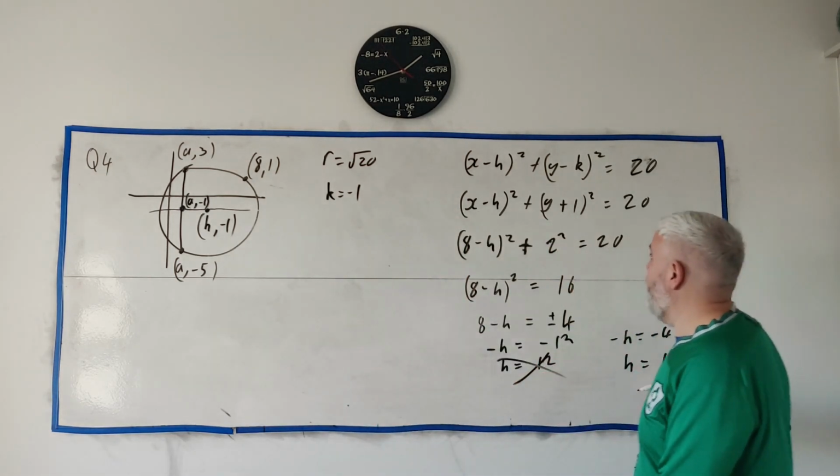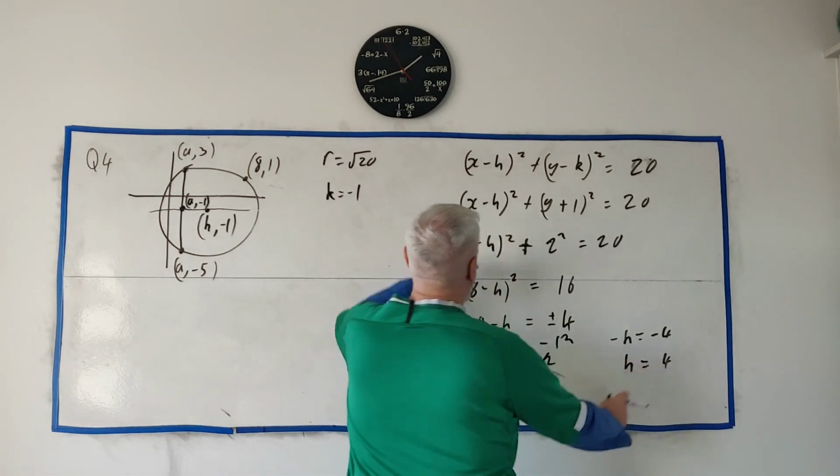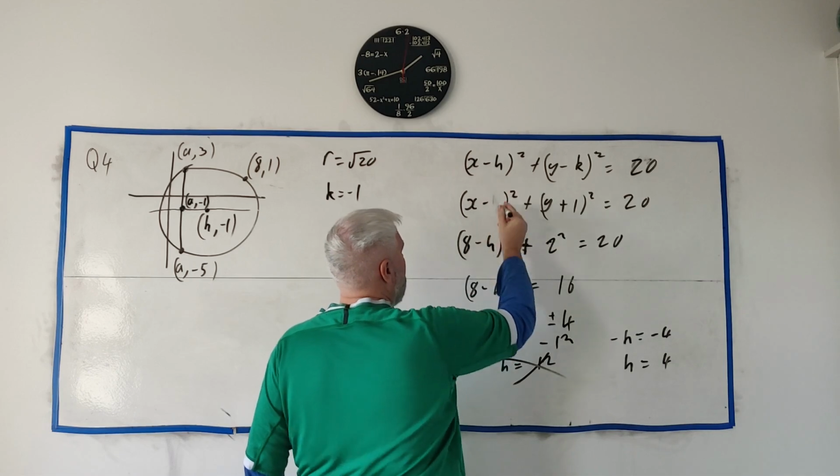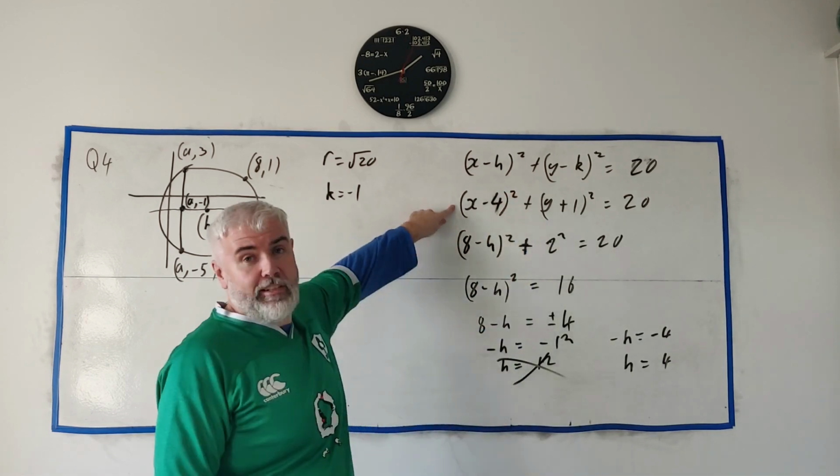And that's your full answer. Put this 4 back into this line. So write this line again. Save myself a bit of ink. I'll just put that in. That's your final answer right there.